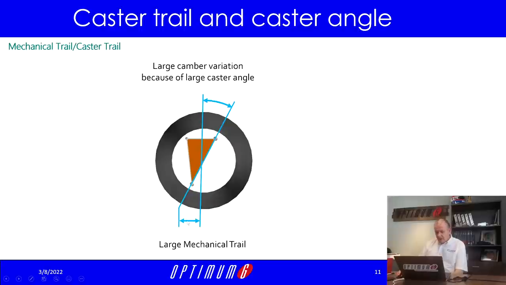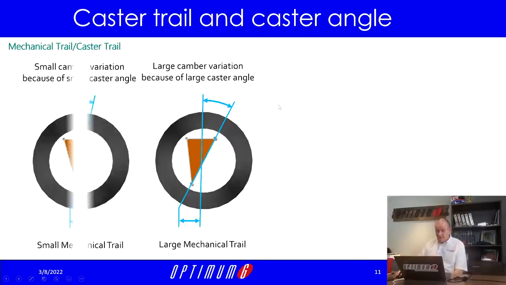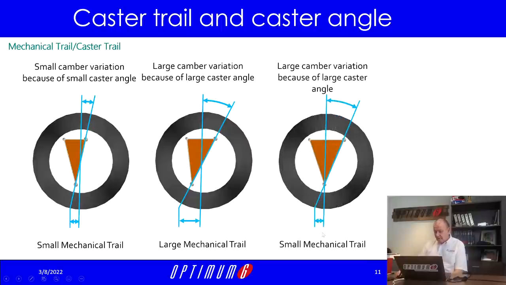If you have a large mechanical trail, there is going to be a lot of torque on the steering wheel, but you're going to have a lot of camber variation. On the other end, if you have a small mechanical trail, you are not going to have a lot of camber variation, but you will have less torque in the steering wheel. Well, guess what? It's possible to have the best of both worlds by having a small mechanical trail and a large caster angle. Nobody told you that the kingpin axis had to go through the center of the wheel, except for front wheel drive when you steer the wheel in the paddock.